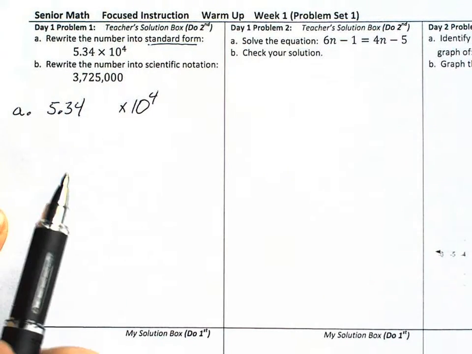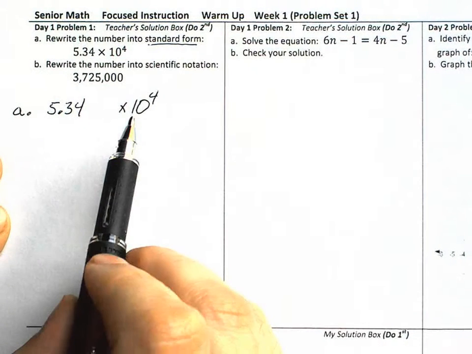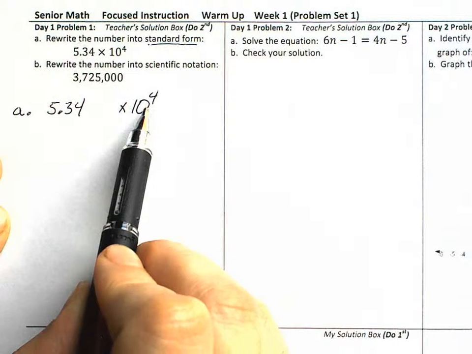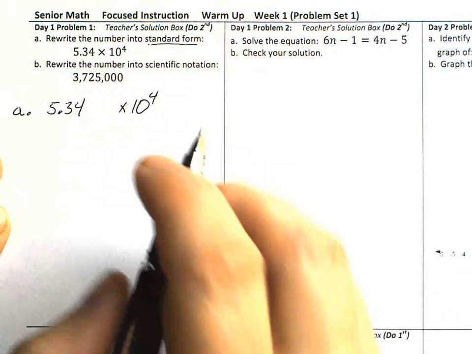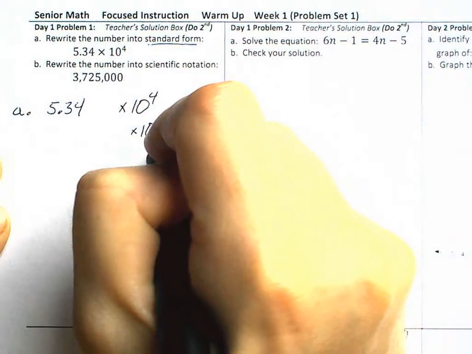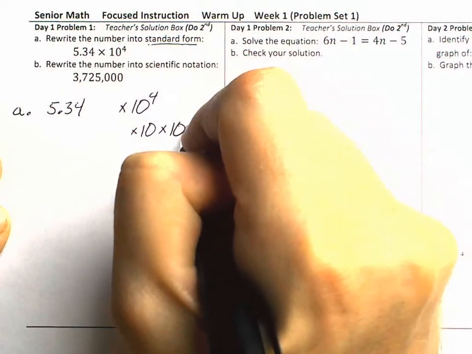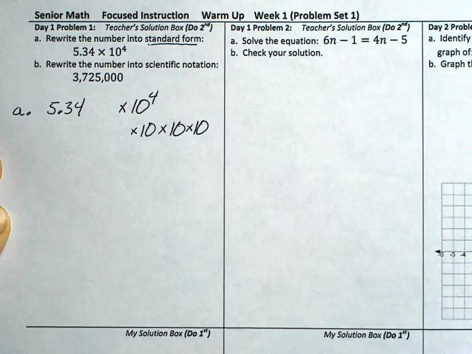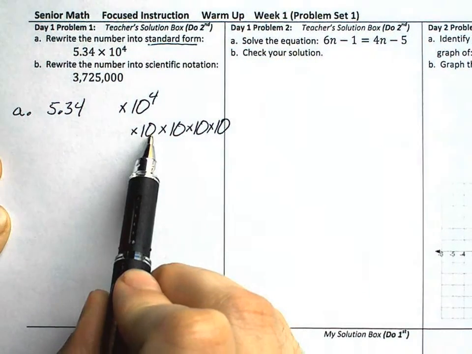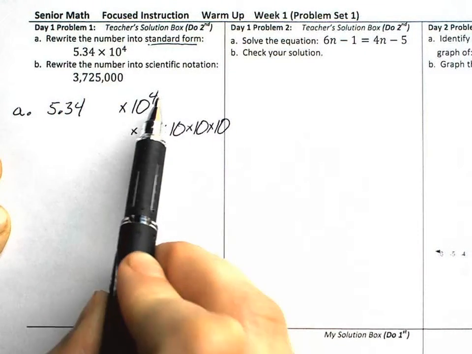And we're going to rewrite this as a regular number that does not have times 10 to the fourth power in it. So let's think about what would happen to a decimal number like 5.34 if it was multiplied by 10 to the fourth power. Well, what is 10 to the fourth power? It means you're multiplying by 10, and then by 10 a second time, and then a third time, and then a fourth time. 4 multiplications by 10 is the meaning of 10 to the fourth power.